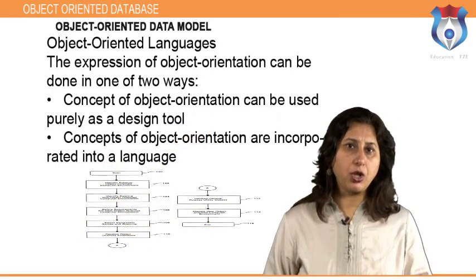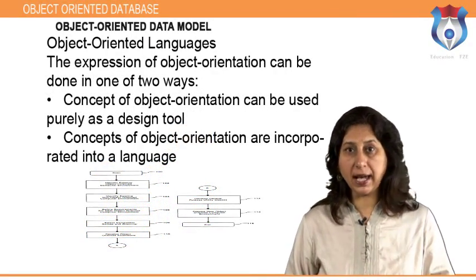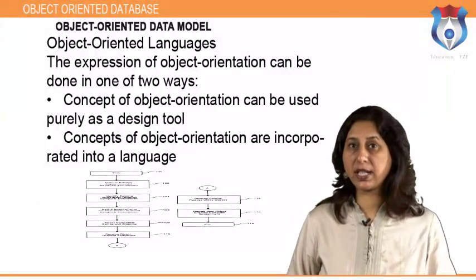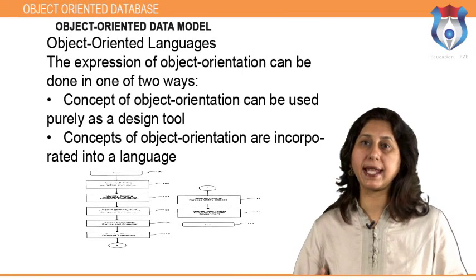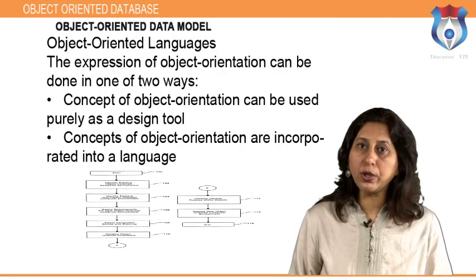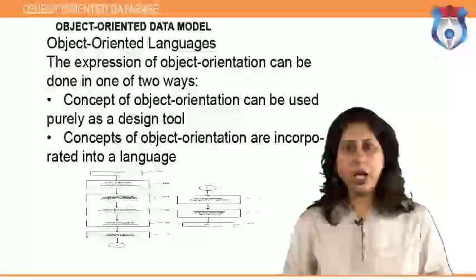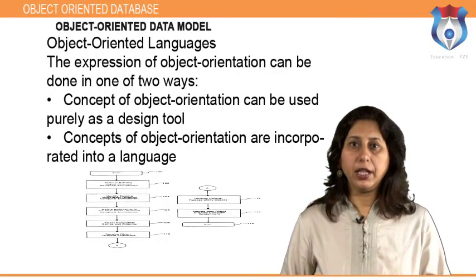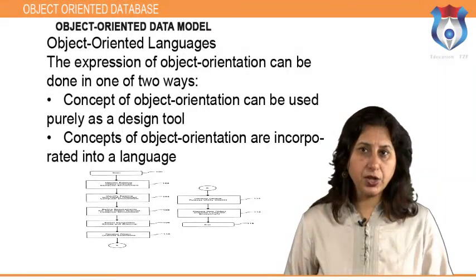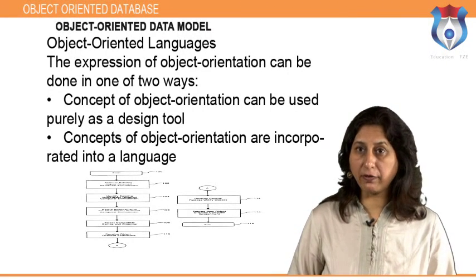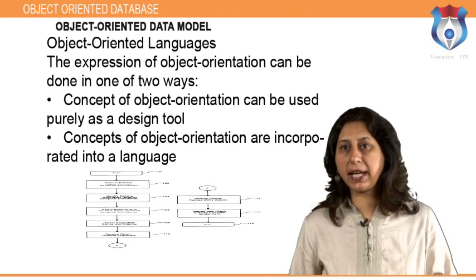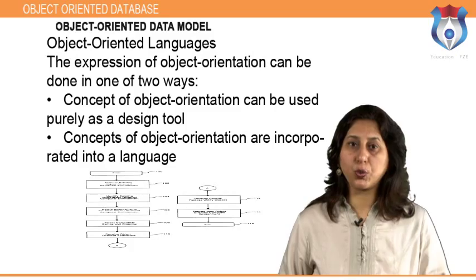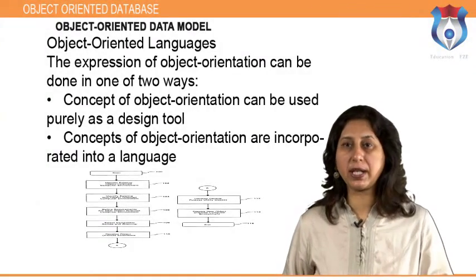The expression of object orientation can be done in one of two ways. The concepts of object orientation can be used purely as a design tool and are encoded into, for example, a relational database. Example, ER modeling. Or the concepts of object orientation are incorporated into a language that is used to manipulate the database. There are several possible languages into which the concepts can be integrated.